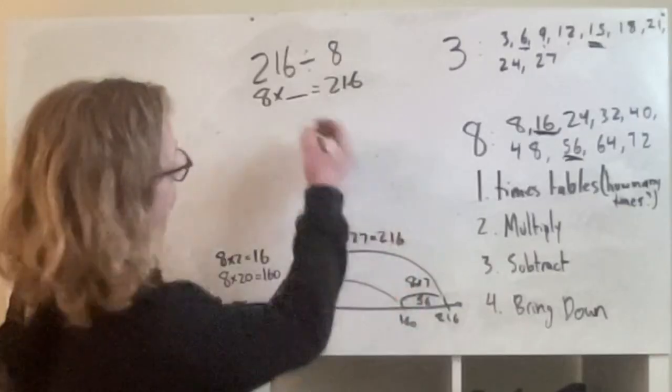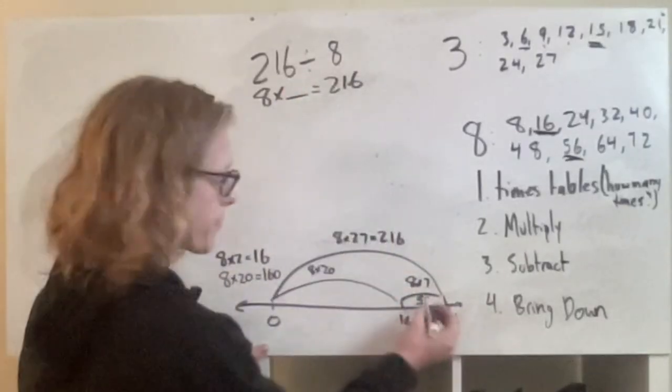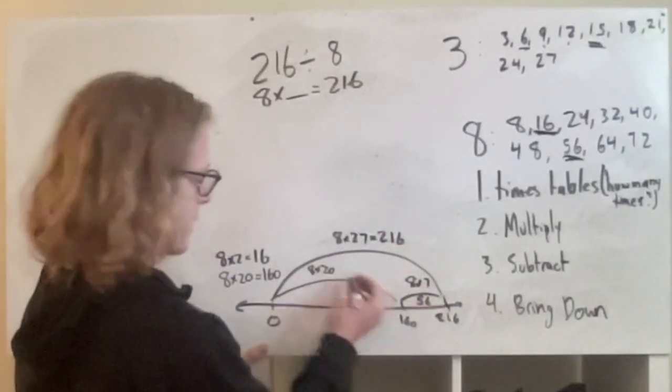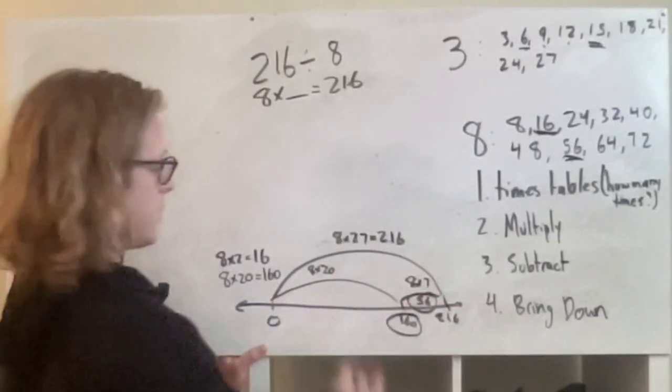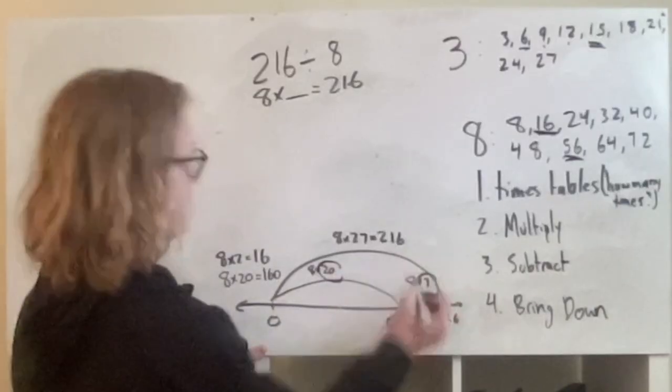So as we're going through the long division process, let's look for some of these key numbers, right? Let's think about, do we see the 160? Do we see the 56? Do we see the 20? Do we see the 7? Okay?